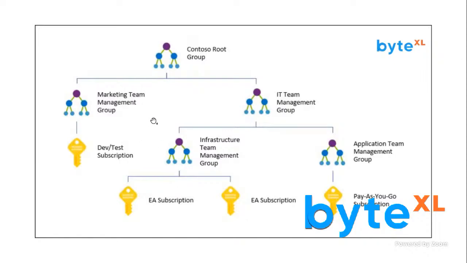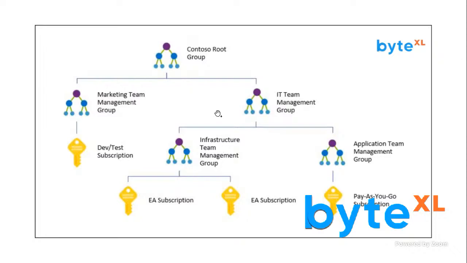If you want to understand more about the root group: each directory is given a single top-level management group called the root management group. It plays the role of the top-level management over the subscriptions, the projects, and the resources that are accessed, so it makes it easy to control the subscriptions.